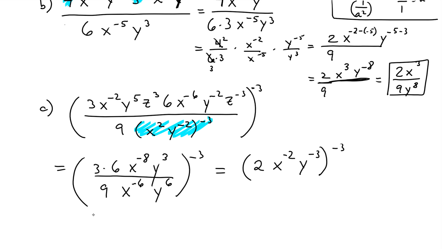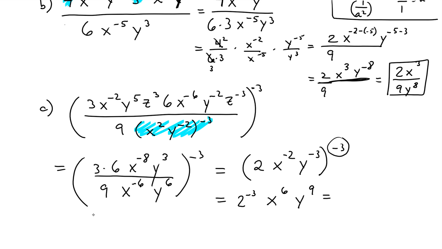Now the power here, I'm going to distribute it to every factor I have in the base. So that's 2 to the minus 3. x to the minus 2 times minus 3 is 6. y to the minus 3 times minus 3 is 9. And I'm almost done here.